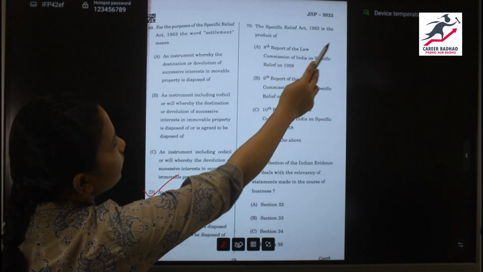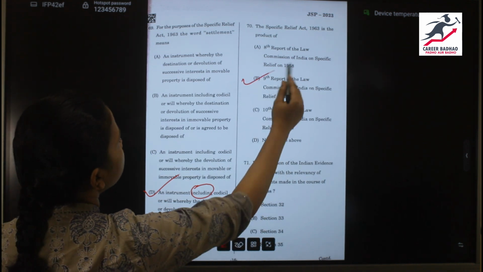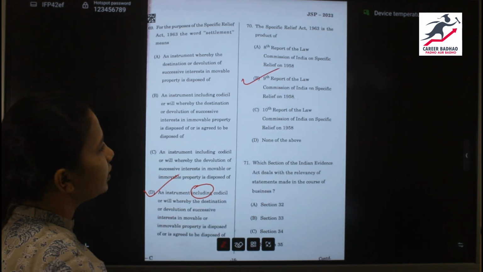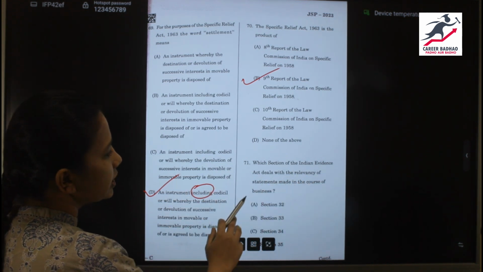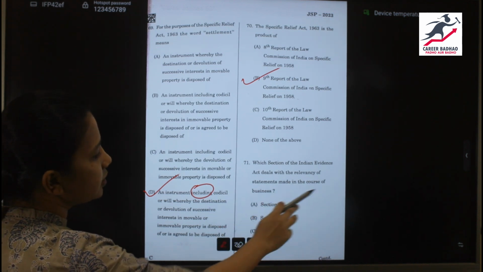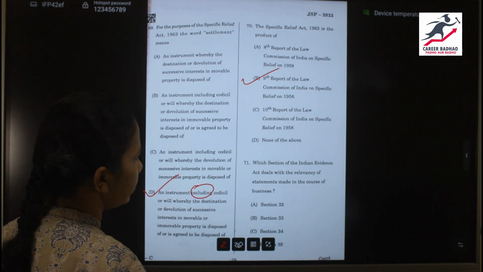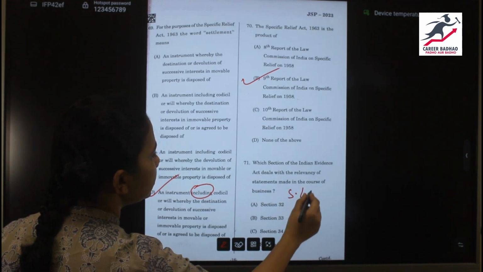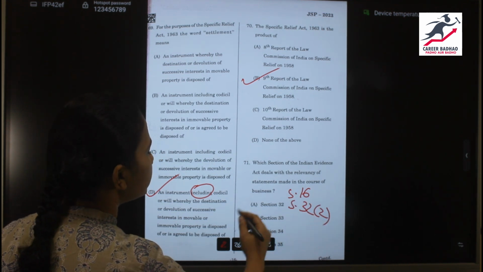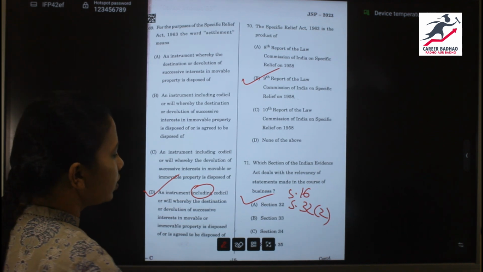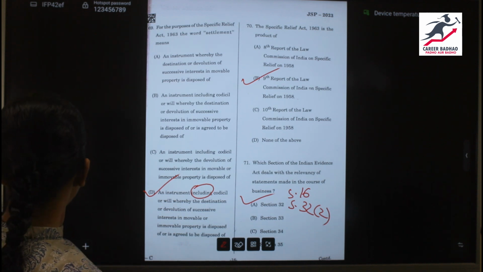The Specific Relief Act 1963 is the product of, this is also a direct question, the 9th report of the Law Commission of India on SRA 1958. Question number 71. Which section of the Indian Evidence Act deals with the relevancy of statements made in the course of business? Course of business we can find under two sections in the Indian Evidence Act, that is section 16 and section 32 clause 2. So here the correct answer would be A, section 32, not 33, 34, 35. Let's move to another question.